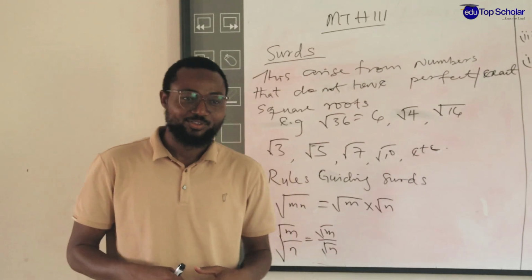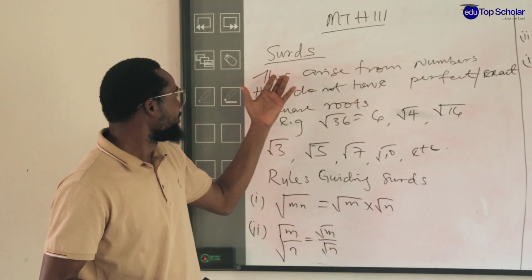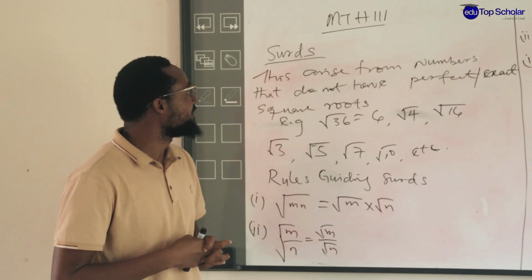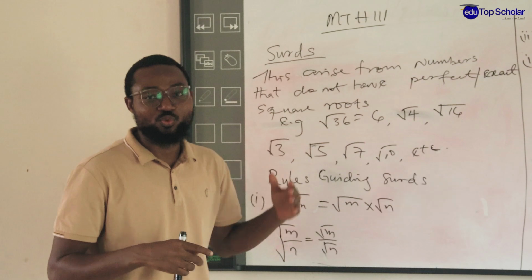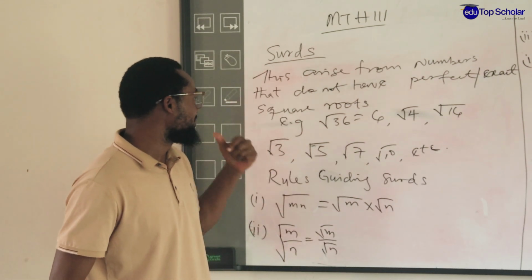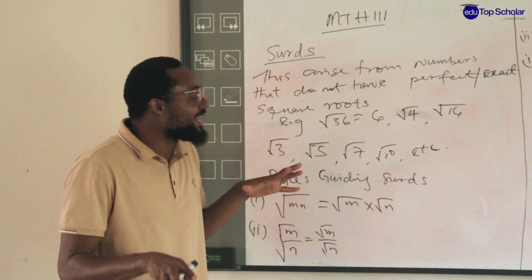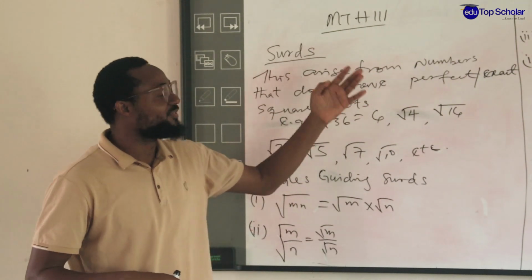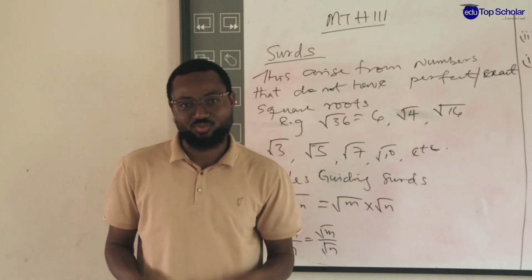Good day. Today I'm here again to present one of the basic topics in our foundation mathematics MTH 111, which is surds. This basically arises from numbers that do not have exact square roots.